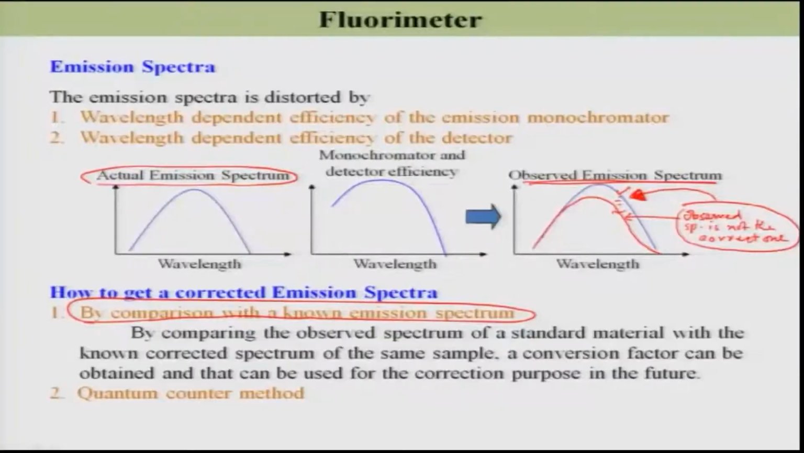There is another way to do this. Suppose you are the person doing the experiment for the first time, so no corrected spectra is known to you, right. Then what will happen? You really have to do something to get the correct emission spectra, isn't it? So, there is another method which is called the quantum counter method. I am going to discuss this after 5 minutes, because another important topic needs to be discussed before I talk about the quantum counter method.